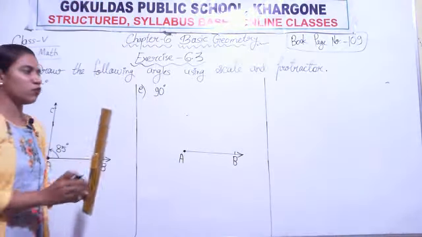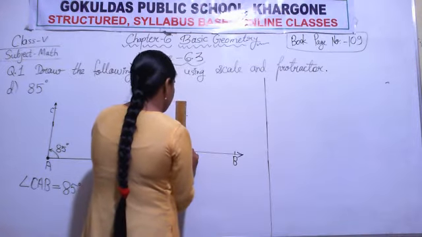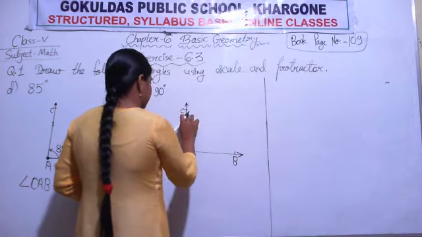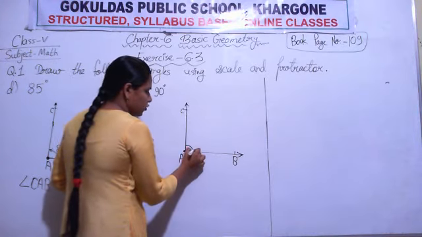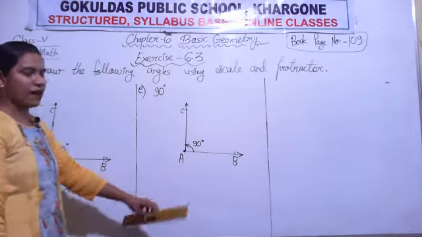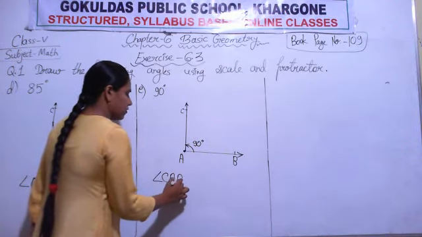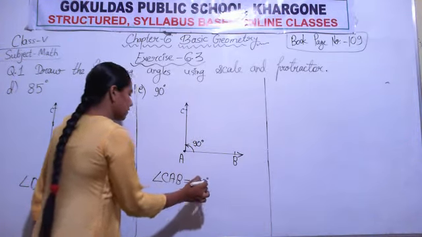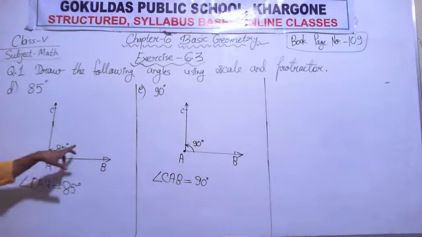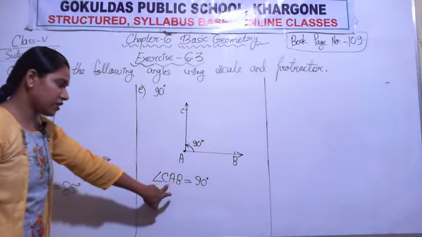Now by using ruler, join both the points A and C. Okay. So this is showing that it is 90 degree, and 90 degree is called as right angle. Here angle CAB is equals to 90 degree. Observe one thing, that at point A angle is formed here, so I am writing A in between.